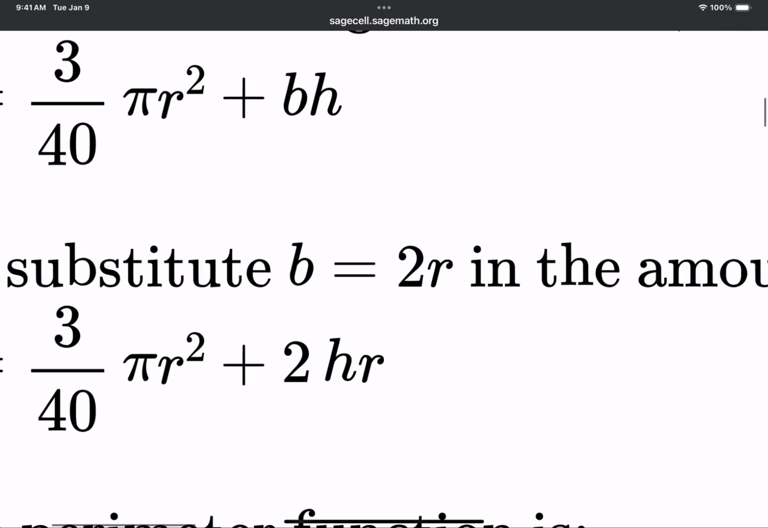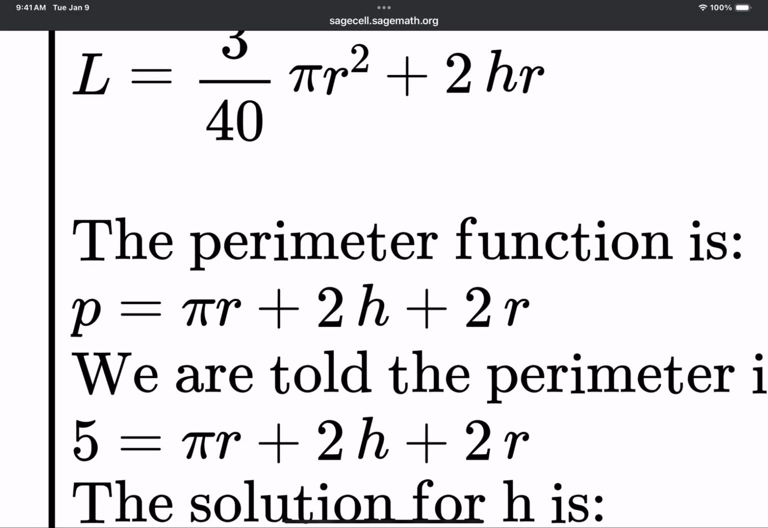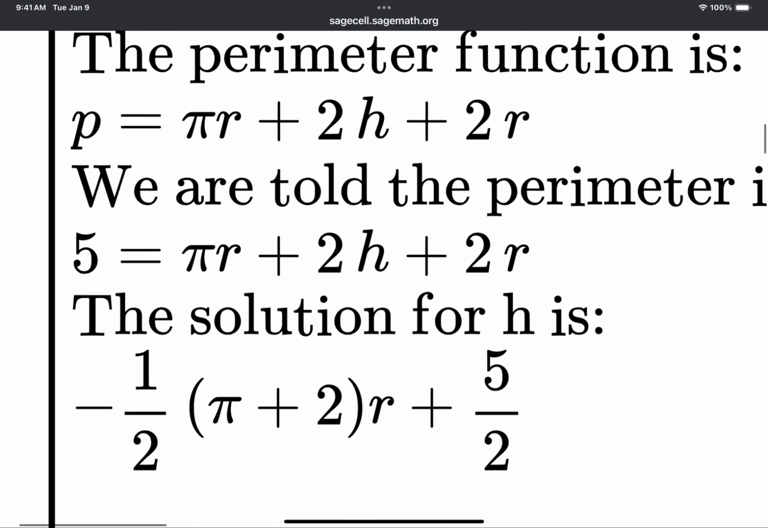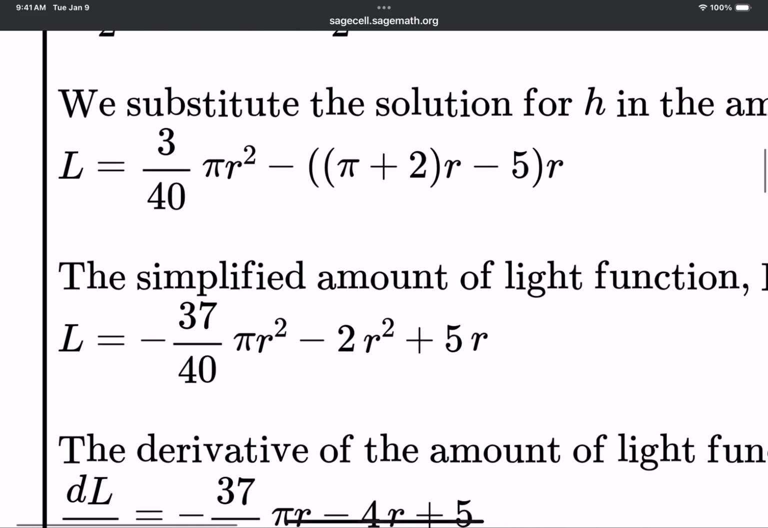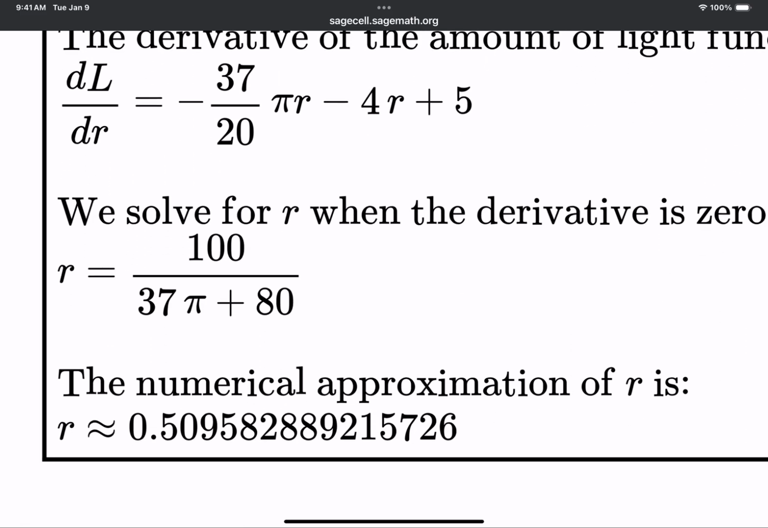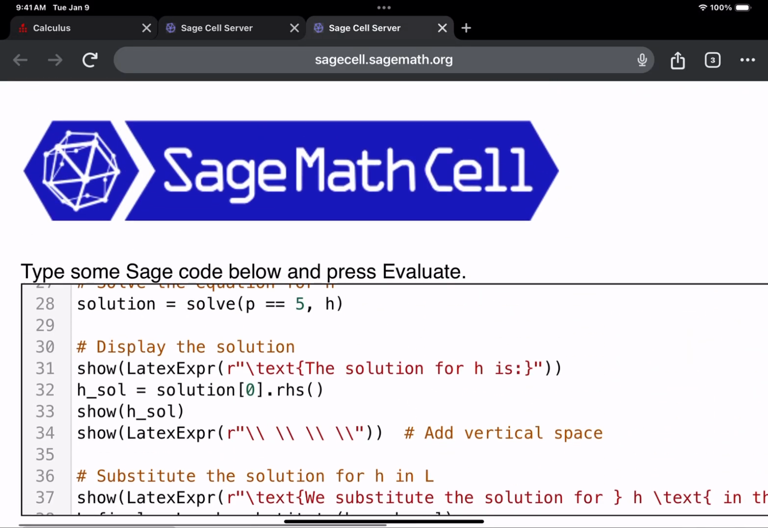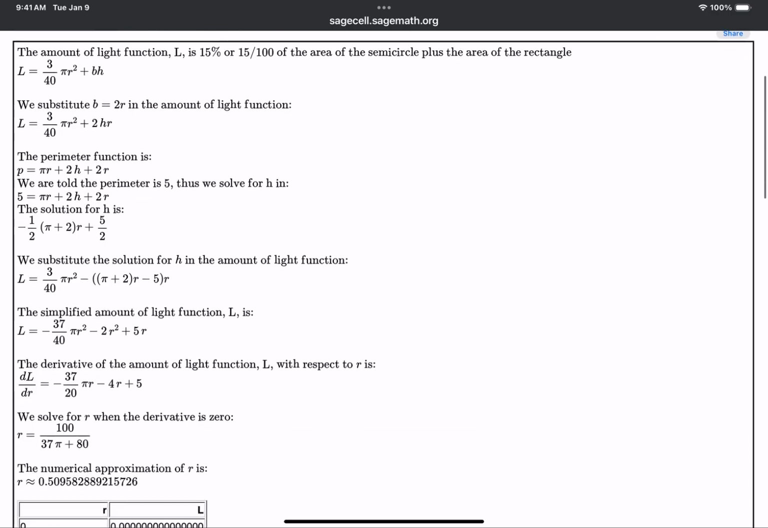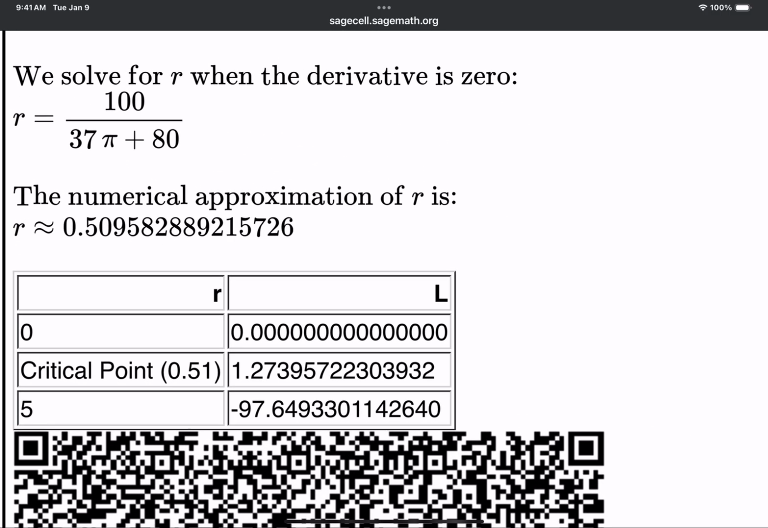We substitute your B here into the L. The perimeter was set to be 5, so we solve for that. There you go. We substitute everything into the L, cleans it up. Those are the steps we took. We take the derivative, we set it equal to 0. This one is simplifying it and getting the numerical value R. And more than that, I made a little table here for the different R values, and clearly the largest amount of light is given at the critical point that we found.